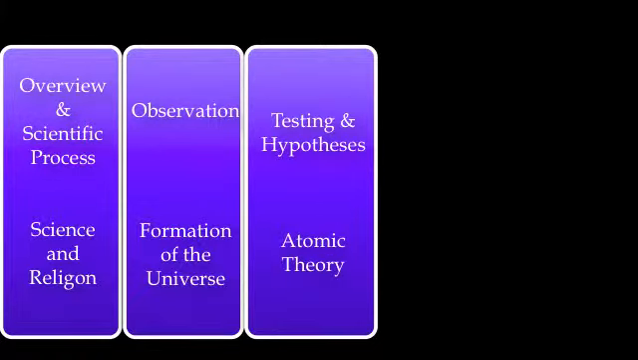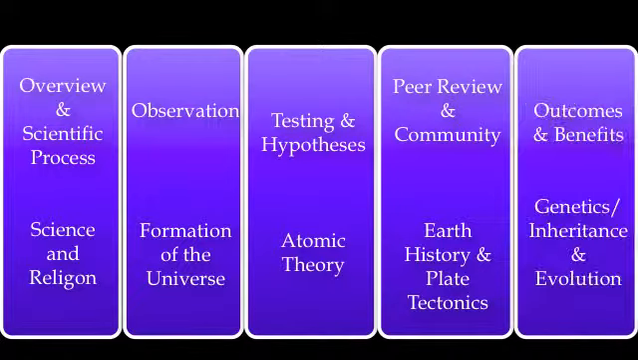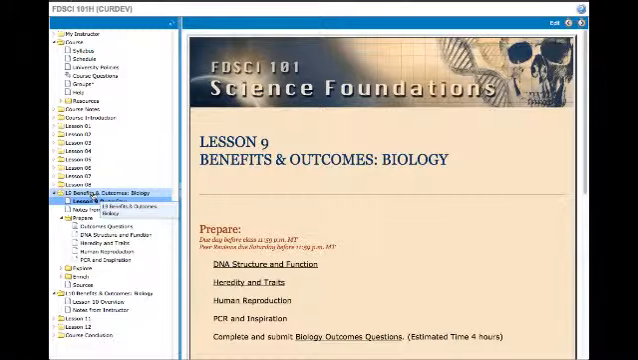The second unit focuses on testing theories, using examples from chemistry. Unit 3 focuses on the role of community and peer review, using examples from geology. And Unit 4 deals with benefits and outcomes, with illustrations from biology.